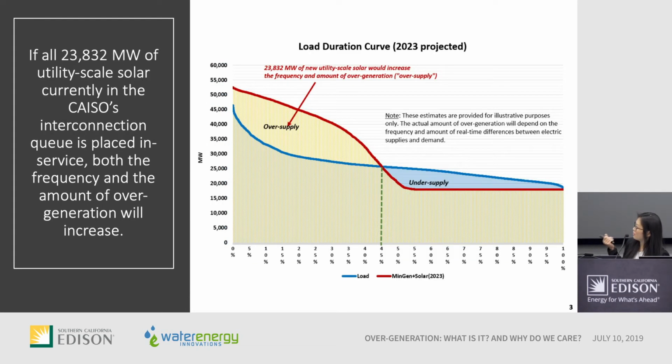This load duration curve is just showing this in another way. It's showing the load, which is that blue line, and comparing it with the minimum generation resources plus the solar. It's a lot more complicated than it needs to look, but the important part is the oversupply in yellow. Oversupply is the same thing as overgeneration. It's showing that if all of that utility-scale solar does go online, in 2023, then about 45% of the time for that year, we will be in overgeneration.